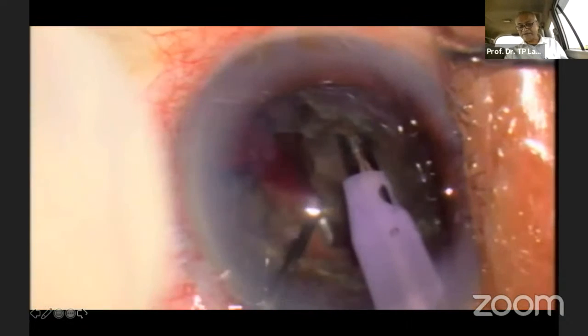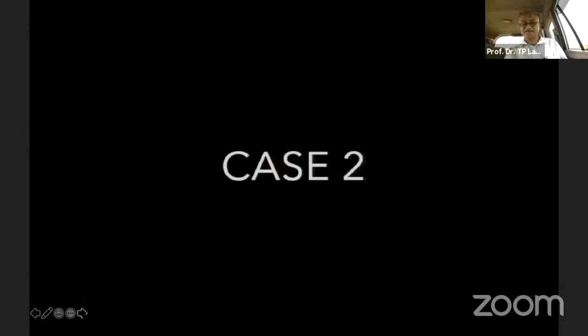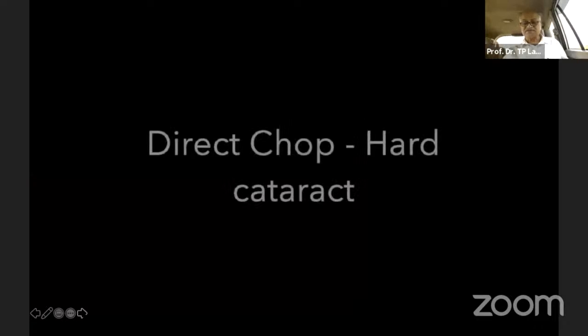Here you will see again the fibers are always there on the posterior side, and these fibers.